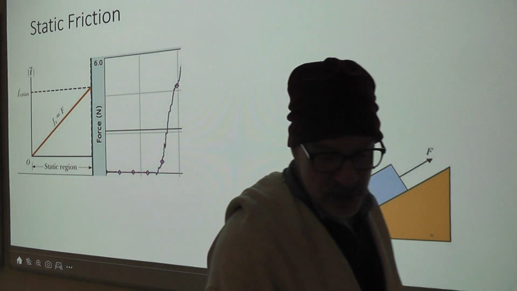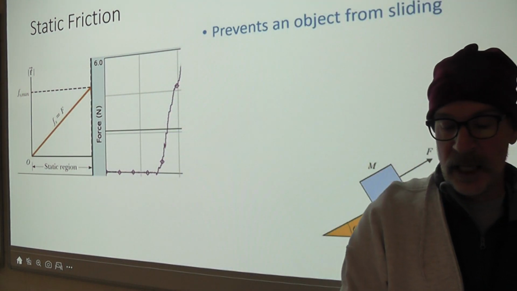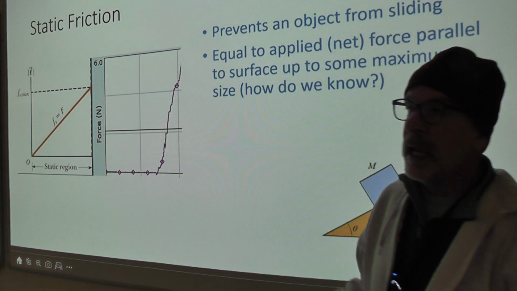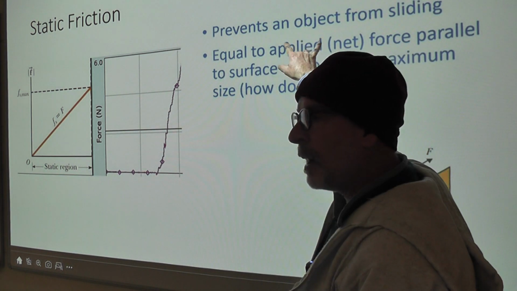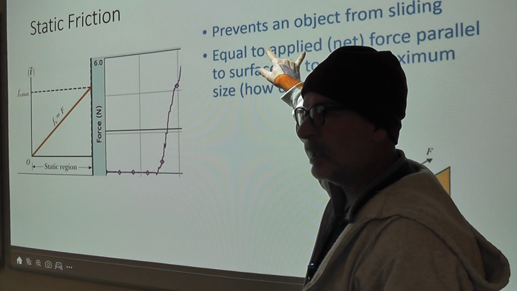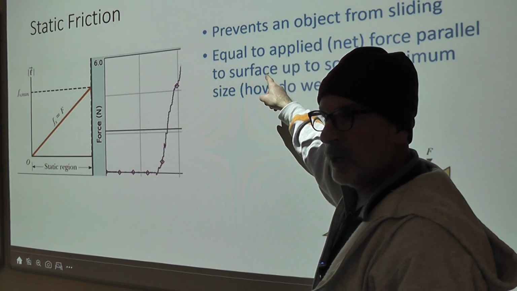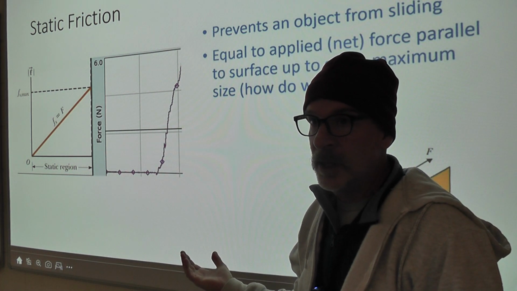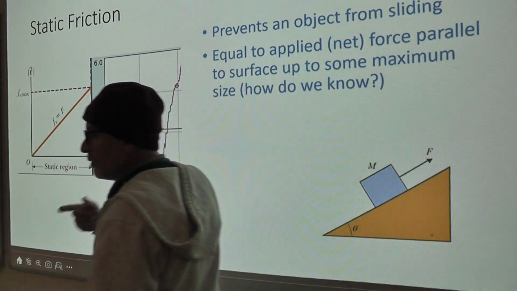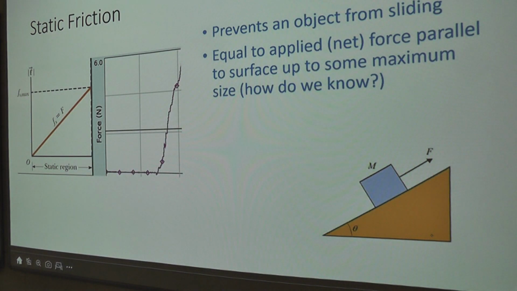What static friction does is it prevents an object from sliding. And so if we think about preventing an object from sliding, you'll realize pretty quickly that it can vary. It has to be able to vary. Because if something is preventing this block from sliding, and we change other forces on the block, like by tilting the ramp, and it still doesn't slide, then whatever was preventing it from sliding must have changed as well.